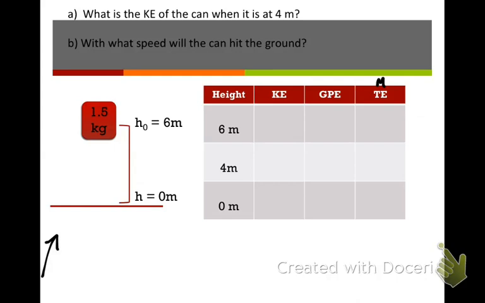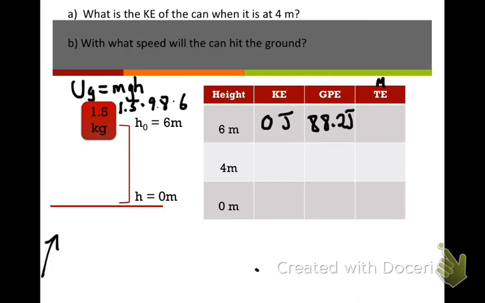So at the height of 6 meters, our can is basically sitting on our scaffold. It's really not in motion, so we have a kinetic energy of 0 joules. That means we have to find the gravitational potential energy now. We know the equation for that is mgh. So we can do 1.5 times 9.8 times 6, and that's going to give us an energy of 88.2 joules for our potential energy. We know that the total mechanical energy is equal to the kinetic energy plus our potential energy. So it's just going to be 88.2 joules.